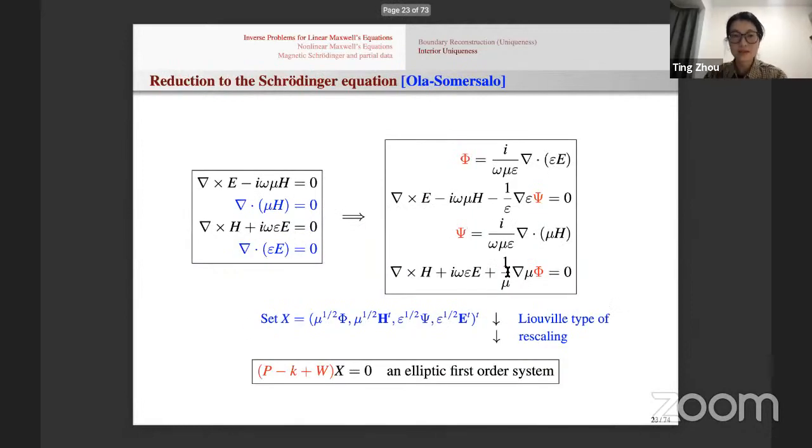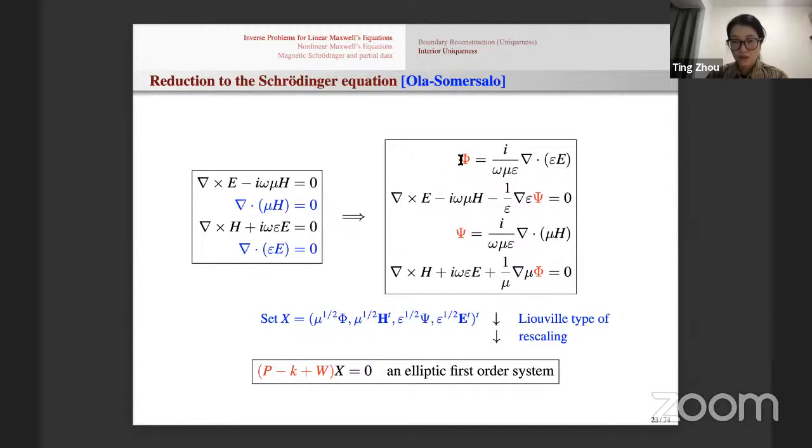Here is a summary of their reduction to the Schrodinger equation, how you do this for Maxwell's equation. For the Calderon problem for the conductive equation, it's kind of easy. You just apply a so-called Liouville type of rescaling. But here we first deal with the non-ellipticity of Maxwell's equation. As we know, we can take the divergence of the two Maxwell's equations and we get these divergence equations, and we put these together. We have 4 equations for E and H.